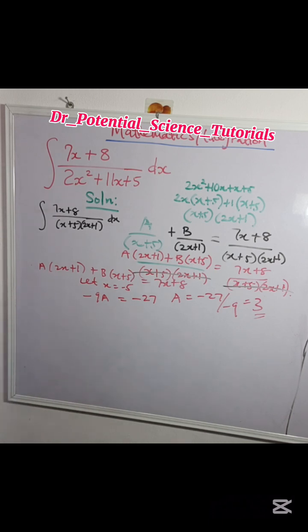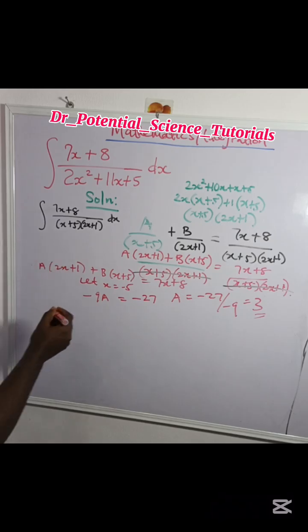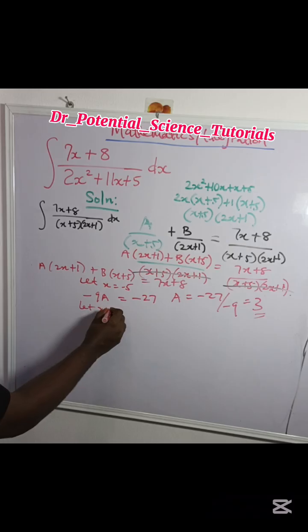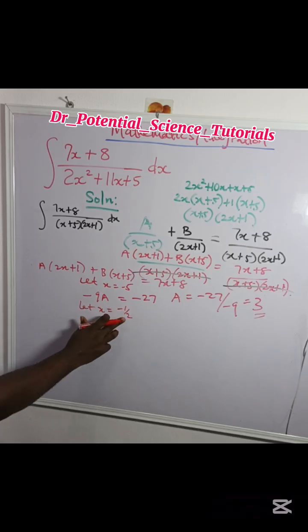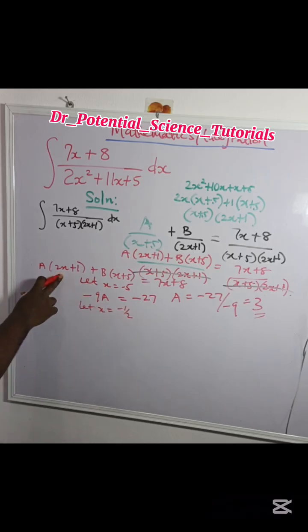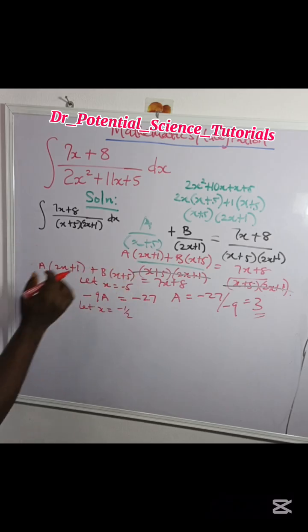The same thing for B. For us to solve for B, we need to cancel out A. That means we are going to let our x be minus 1 over 2. So the same way, let x equal minus 1 over 2. Minus 1 over 2 times 2, minus 1, plus 1, 0 times A, 0. So we are left with this.